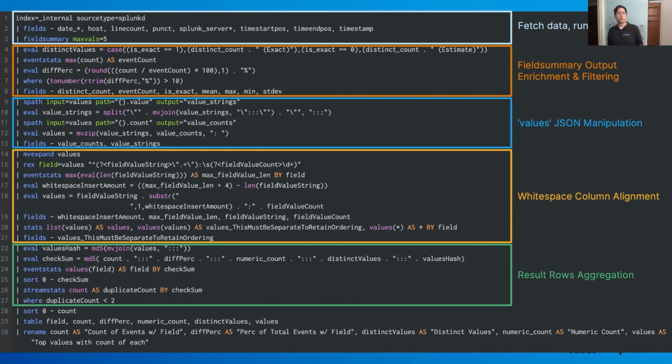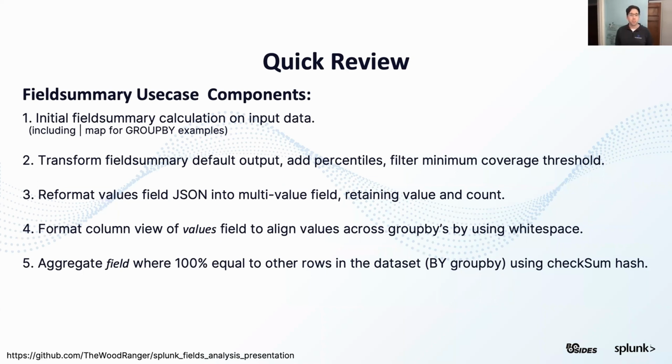and generated the default field summary output. Then we enriched and filtered that output. We transformed the generated JSON array into a multi-value field. We then modified the formatting of that multi-value field to align the columns. And then we aggregated any of our duplicate rows to decrease the overall number of results that we have to look through to gain value from our final result summary. This is more of just a text write-up of each of those individual component steps.